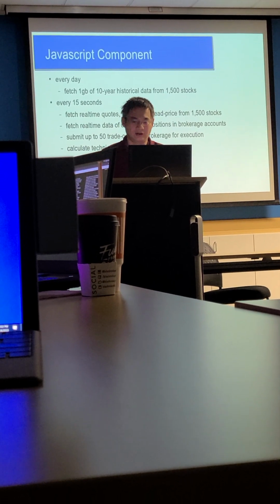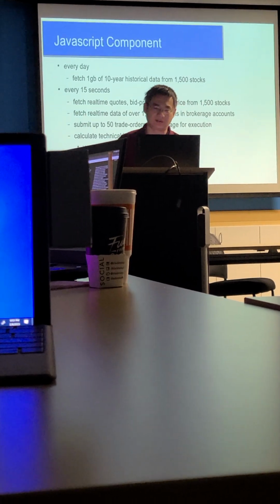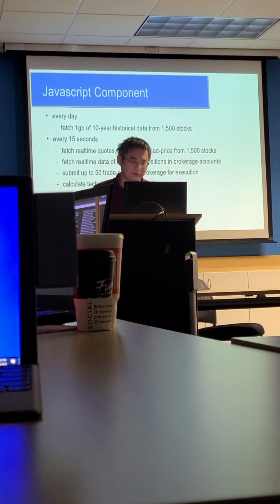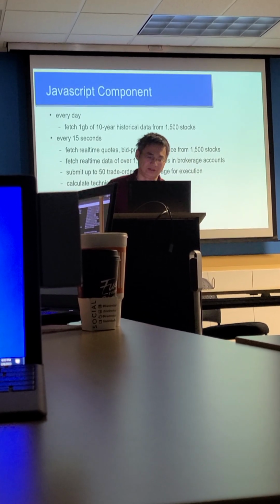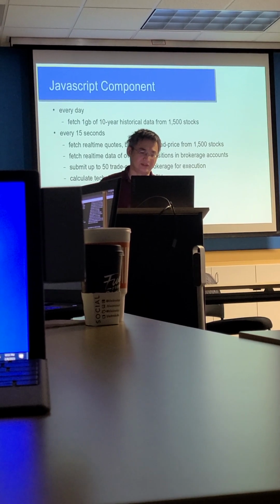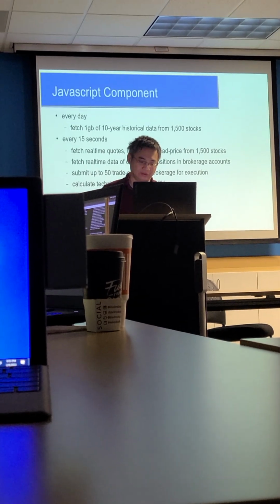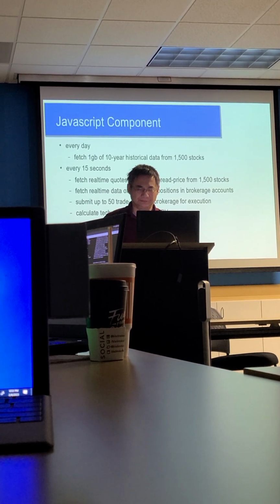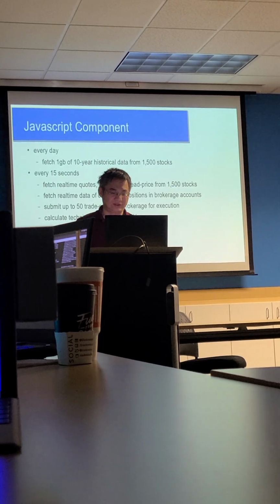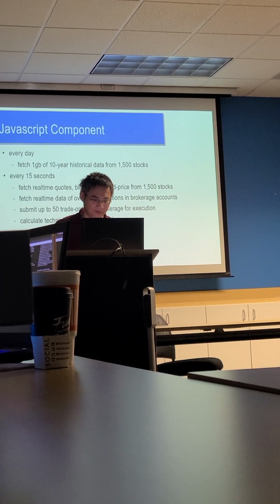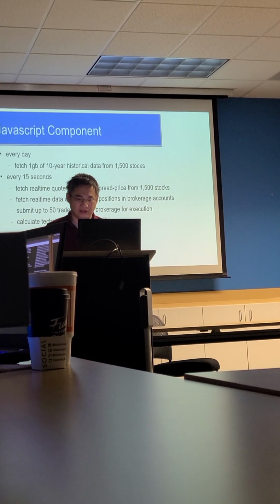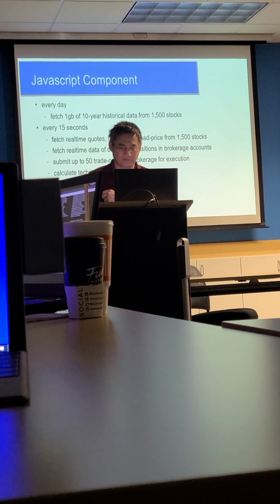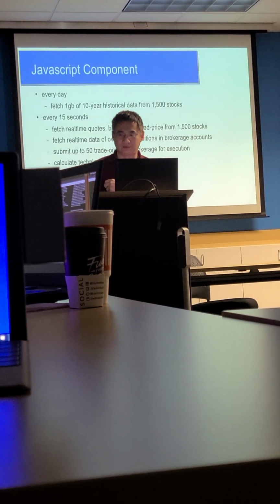It comprises 1,500 stocks and 10 years worth of data going back 10 years. And from this data, I'll explain in the next slide what happens. And also every 15 seconds, it will fetch real-time quotes and prices from 1,500 stocks. It has to make about 10 requests to the brokers to get all the quotes. It's also fetching every single stock that I hold in my brokerage accounts. I currently have over 1,000 positions in my accounts.